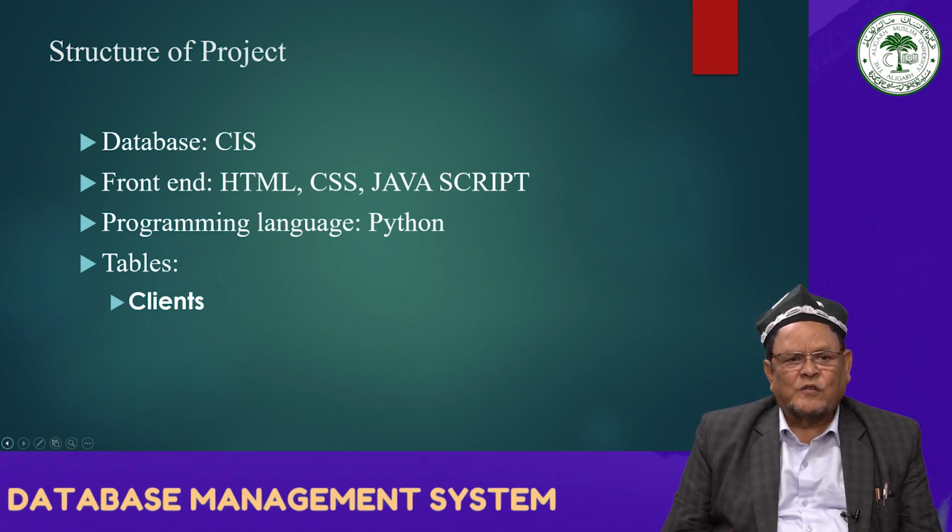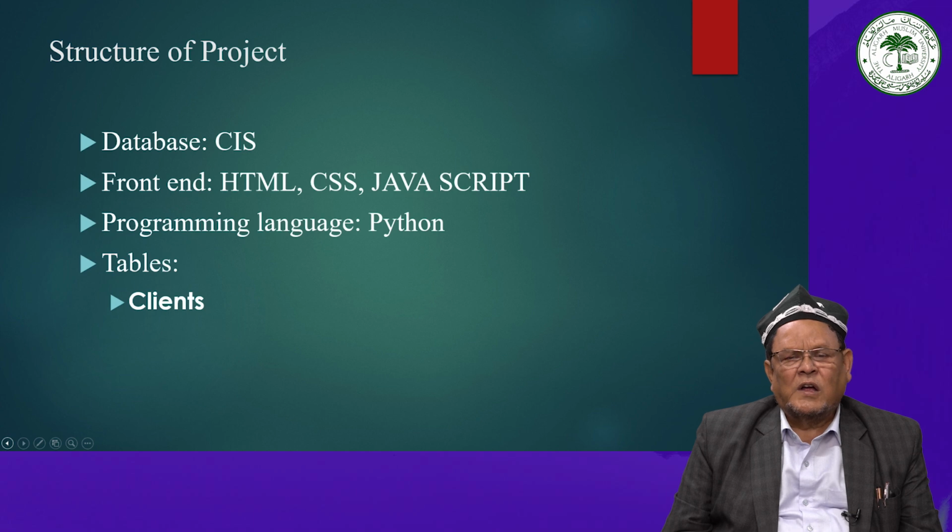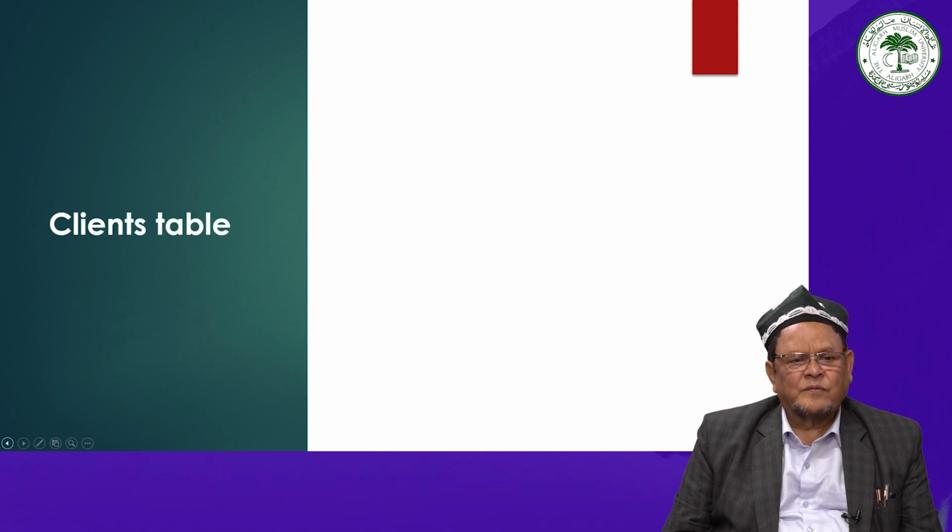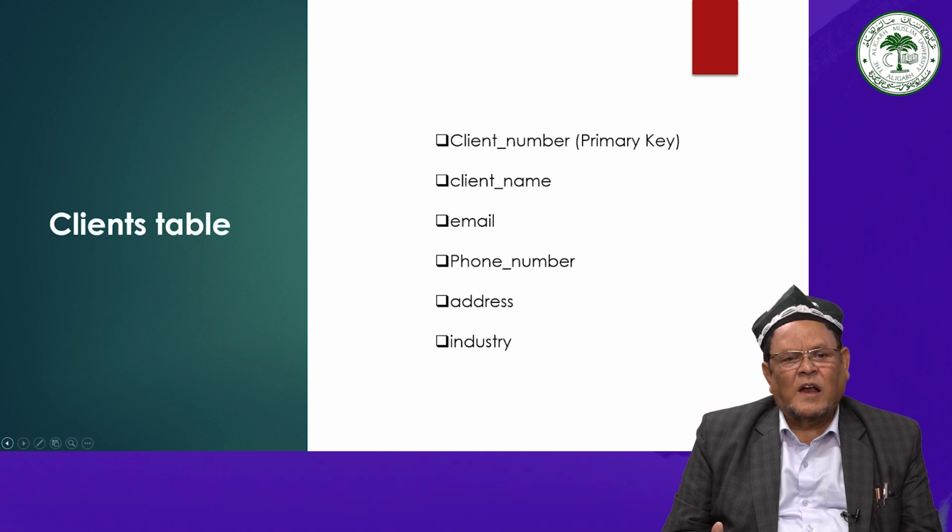In the project, first of all, you create a database named client info system. The front end will use HTML, CSS and JavaScript, the programming language we have used is Python, and the table is client. Then I will explain the client table.